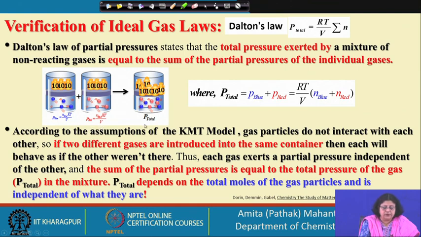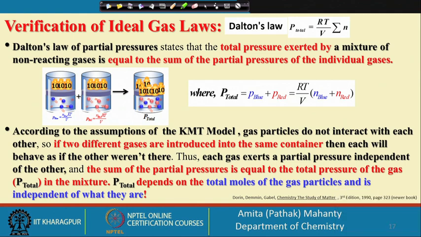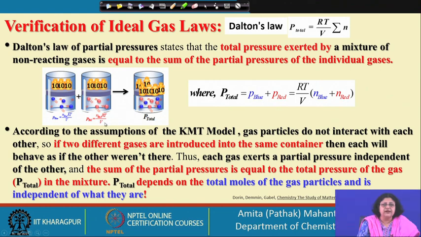So, the total pressure, since they are not reacting, according to the kinetic model, we do not have interaction between the molecules. So, the total pressure is going to be the partial pressure of the blue system as well as the red system. When we mix these two non-reacting gases, they behave as if the two different gases are introduced in the same container, and each behaves like the other is not there. The partial pressure of each gas is as if only one gas is existing, the other is not existing at all. So, each gas exerts a partial pressure independent of the other.